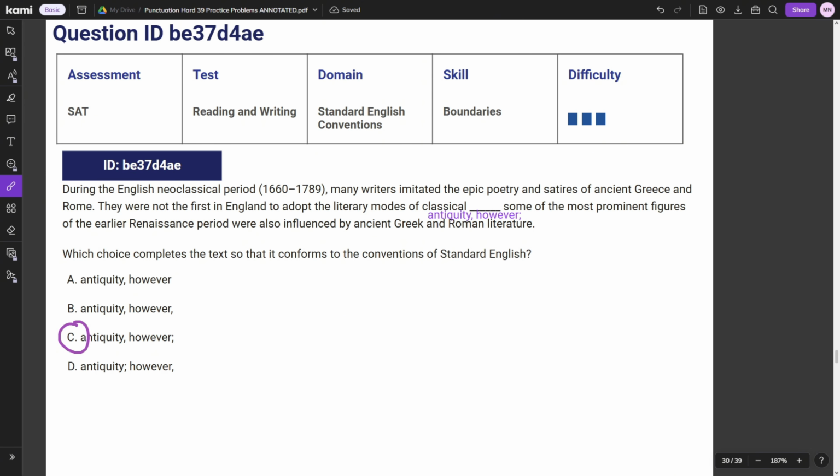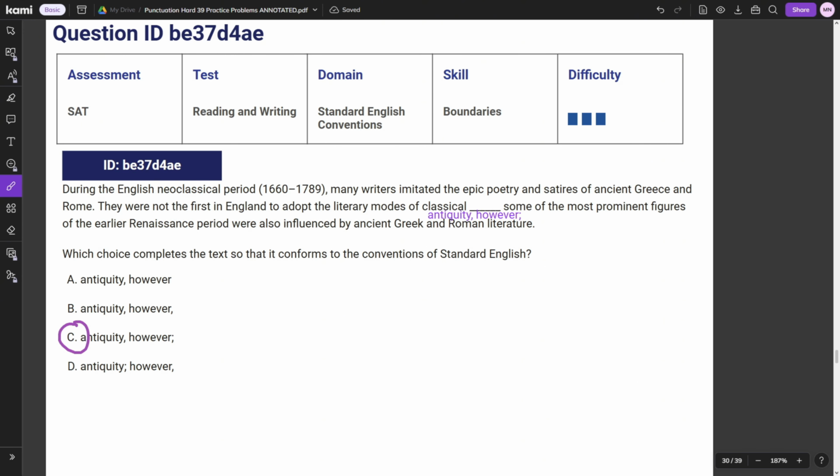The semicolon is after the transition word, which means it should be adding on extra details. And of course, these should be connecting two complete sentences. So let's go ahead and check. They were not the first in England to adopt the literary modes of classical antiquity, however. That's a complete sentence, and now let me add some more details. Some of the most prominent figures of the earlier Renaissance period were also influenced by ancient Greek and Roman literature.